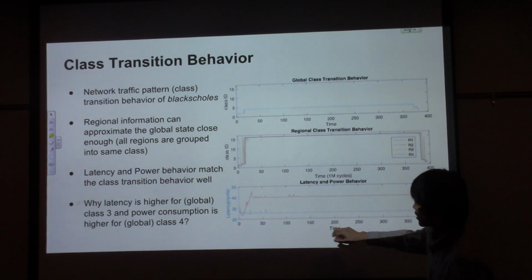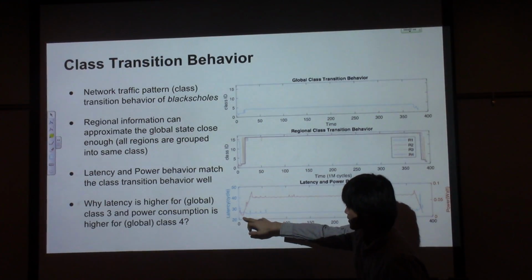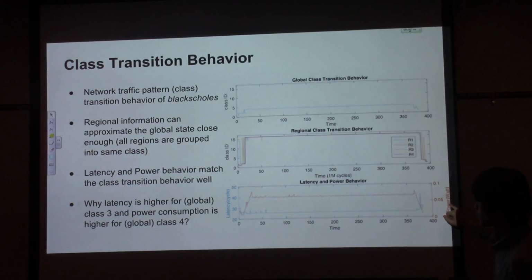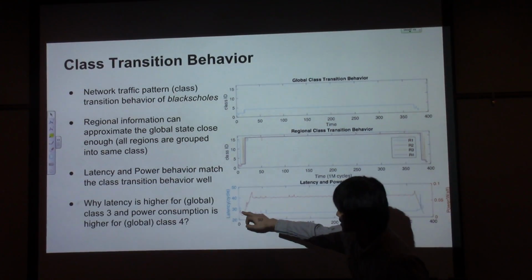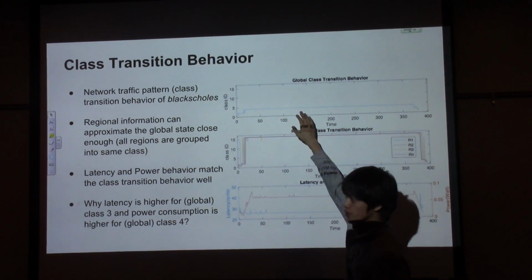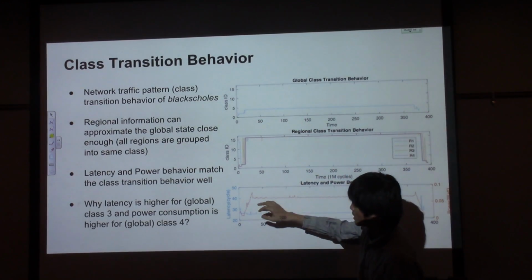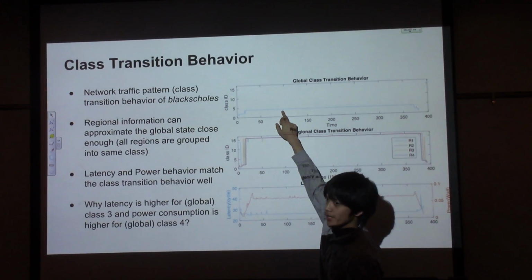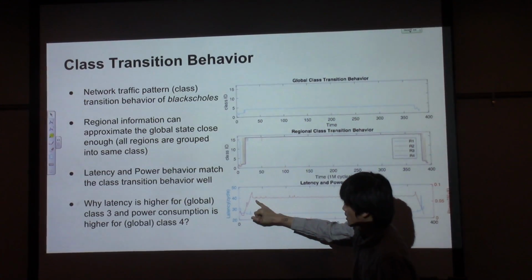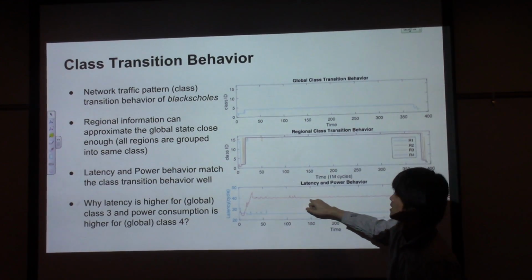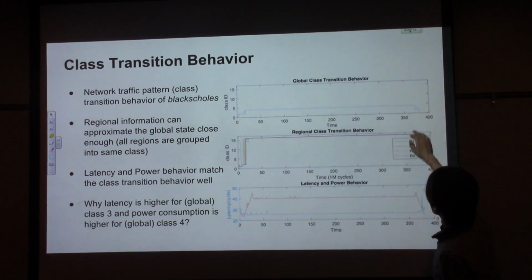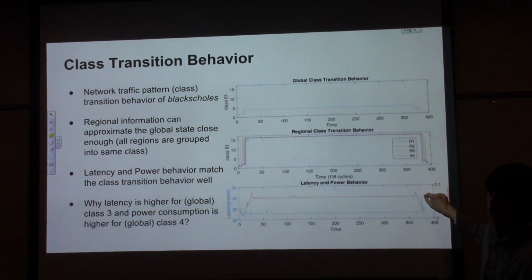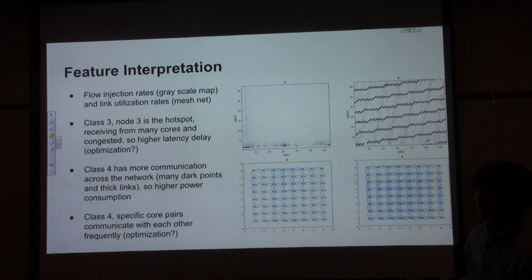The third one shows the latency value over time as the blue line, and the power value over time as the red line. We compare back to the first graph. When class 4 appears here, this long line, the power consumption is really, really high. And when class 4 switches to class 3, the latency suddenly increases. So we wonder why it is happening.